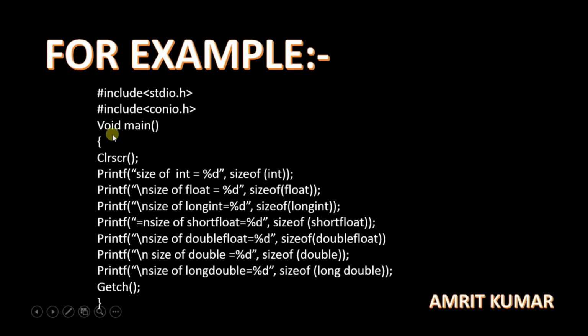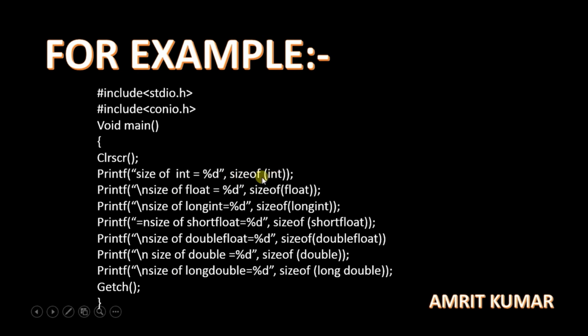So I have opened the main function, and in that we have used the clrscr function, which is a predefined function in C language whose work is to clear the screen, and then the printf function, which is an inbuilt function in C language under the stdio.h header file. And in that I have used the sizeof integer equal to percentage d, because the integer value is going to be percentage d, then comma sizeof.